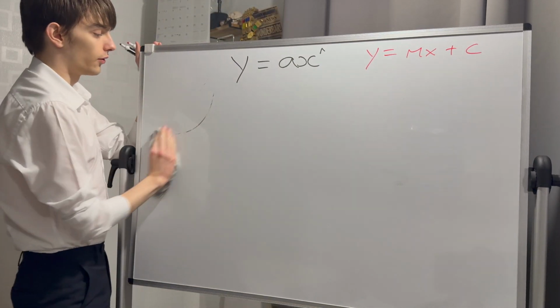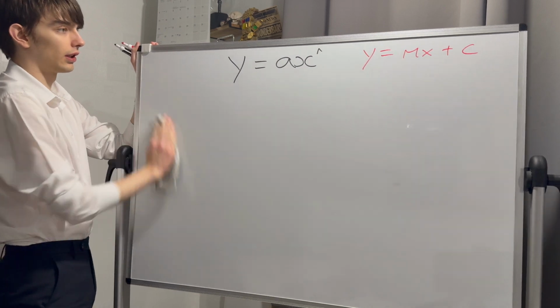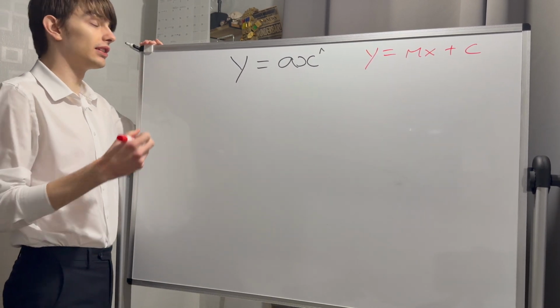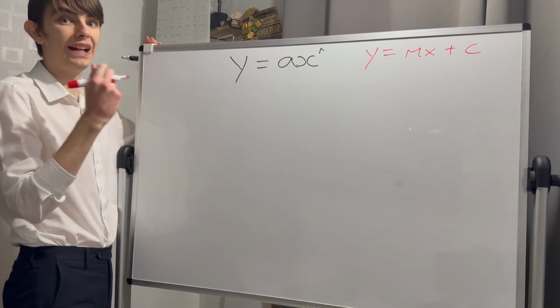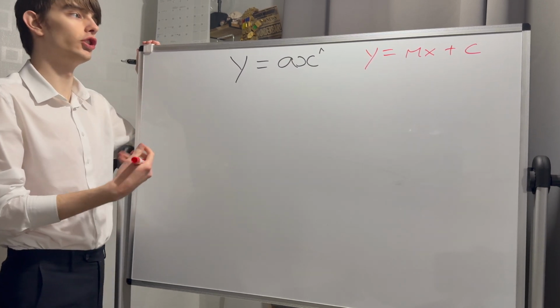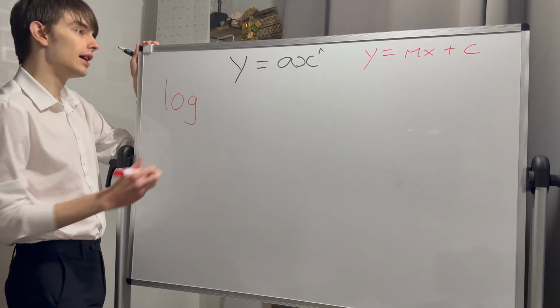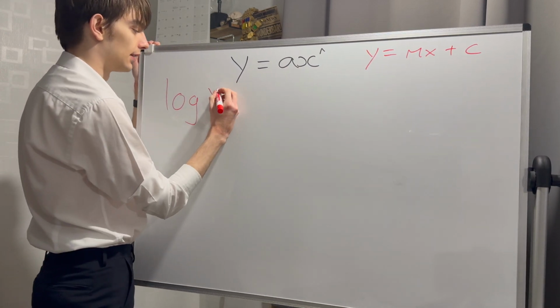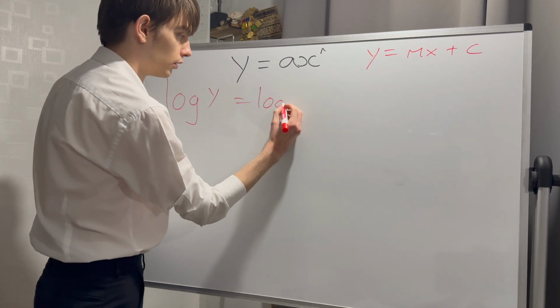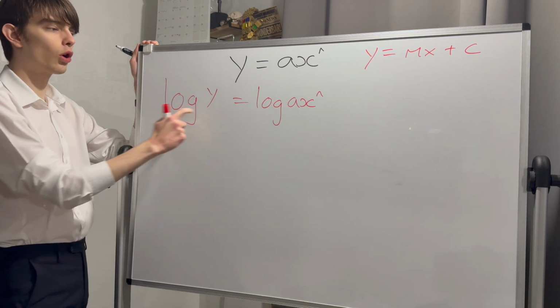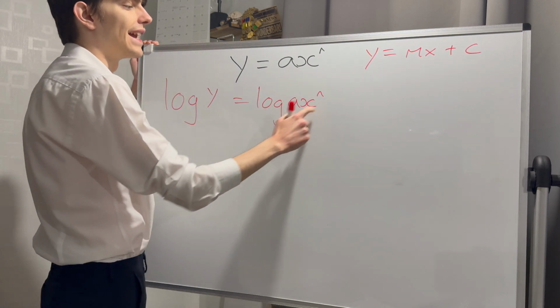Now the way I'm going to do that is I am going to apply some logarithms. Now, it doesn't matter what log I apply, what base the log is in, so I'm just going to use log of base 10, or just log. And I'm going to put both sides into a log. So I have log y equals log ax to the n.